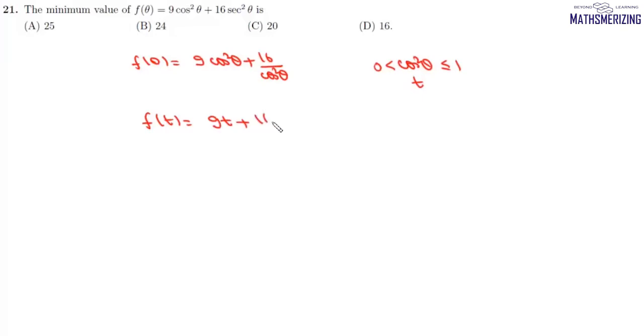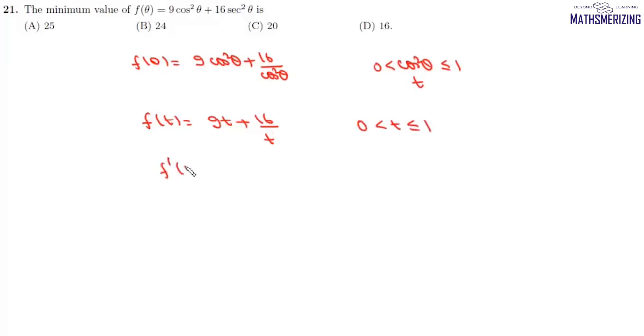Now question number 21 is, find the minimum value of f(theta), which is 9 cos square theta plus 16 upon cos square theta. Now this cos square theta should lie between 0 and 1. So we can write this function as some function of t, where t is cos square theta. We write this as 9t plus 16 upon t, where t lies between 0 and 1.